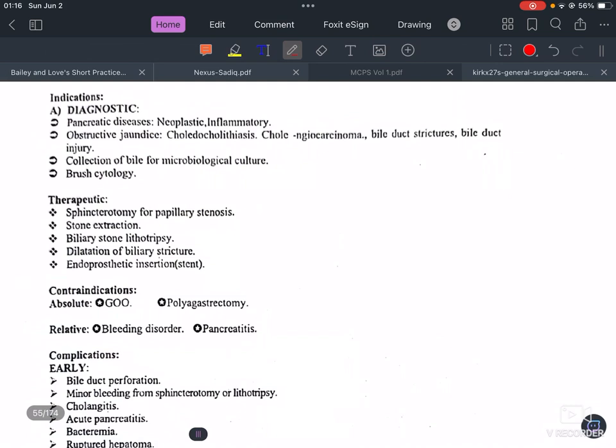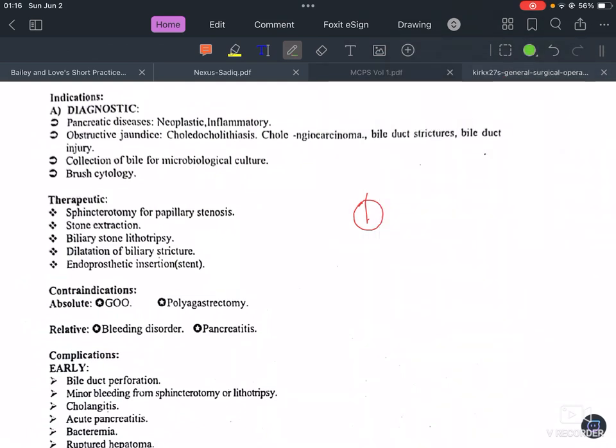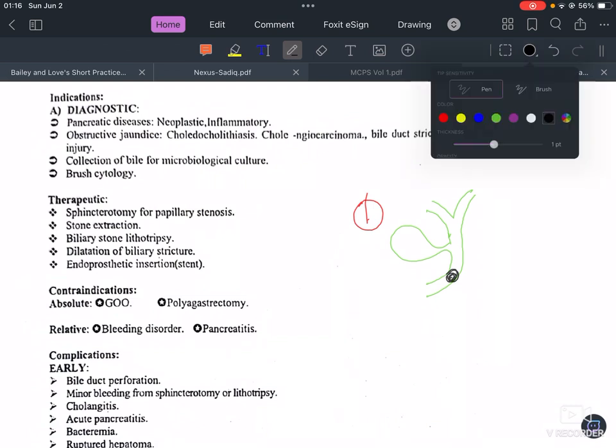So we can perform sphincterotomy. So here is the sphincter. We can perform sphincterotomy. We can remove or extract the stones. And we can do biliary lithotripsy. In the biliary system, we can perform lithotripsy. Here is the biliary tree, and if there is a stone, we can go and perform lithotripsy.